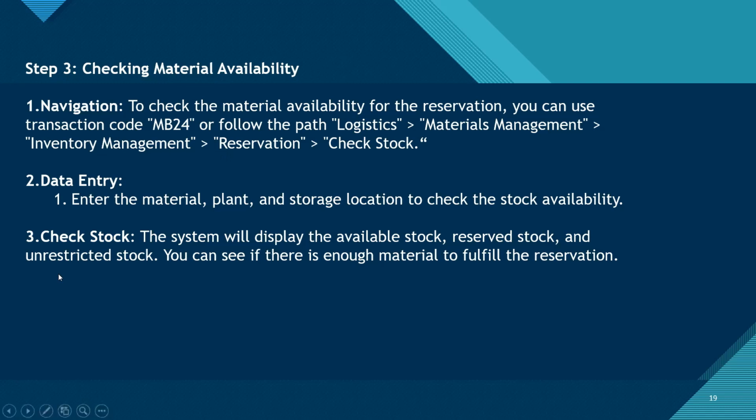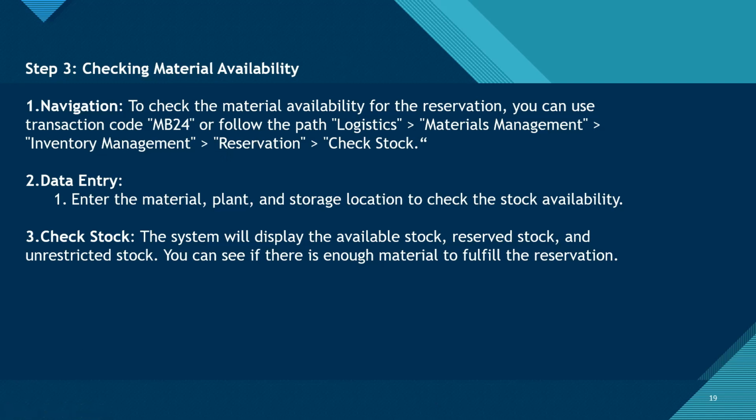So here's stock availability. We enter the material, plant, and it's kind of a report also, which you can do. Like MB24 is kind of a report, so we enter the material, plant, and the location to check the stock availability. So I go into the reservation and go to stock availability, and I can check the quantity reserved and how much quantity is there in my plant.